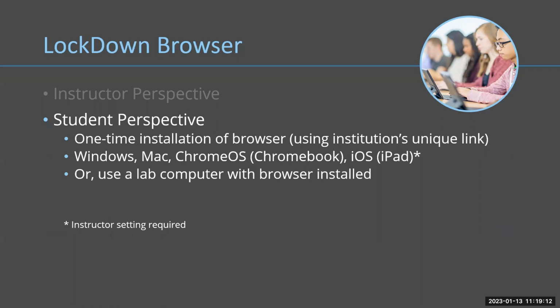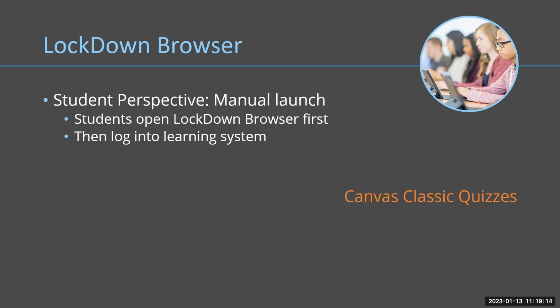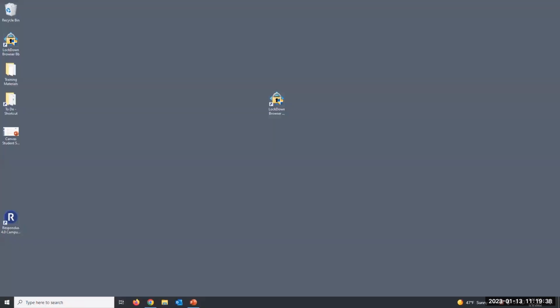Now, let's take a look at what this looks like for a student. There is a difference when you get to that point, and I won't labor on it, between classic and new quizzes for Canvas. But I know the majority of you are using Canvas classic quizzes, so that's the way we're going to do it today. So for students, they're going to download and install the Lockdown Browser. They're going to locate that on their desktop. So you can see it here, right about center of the page, downloaded on my desktop.